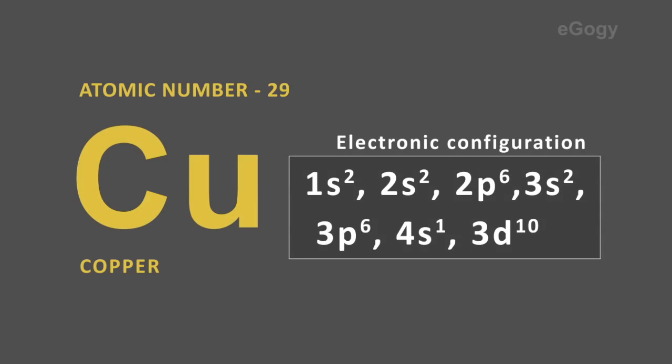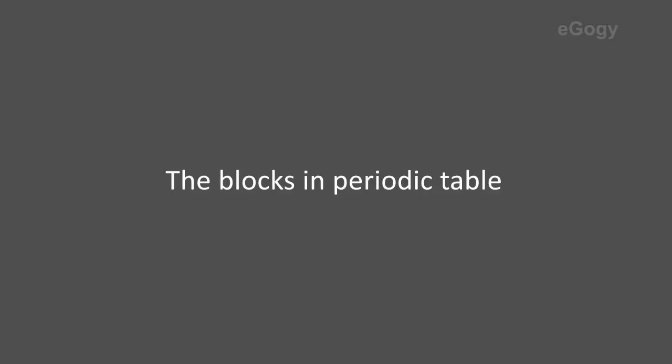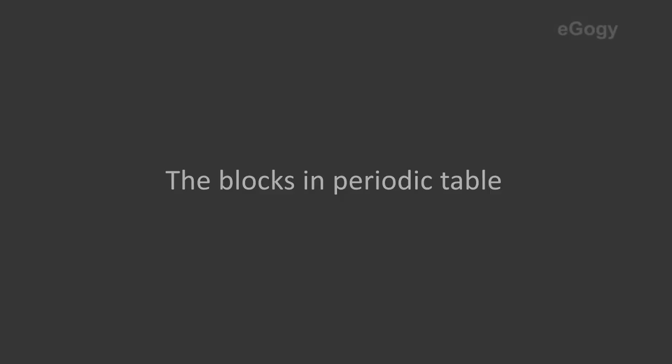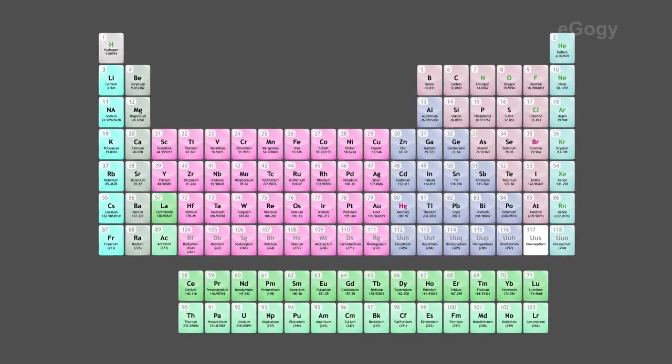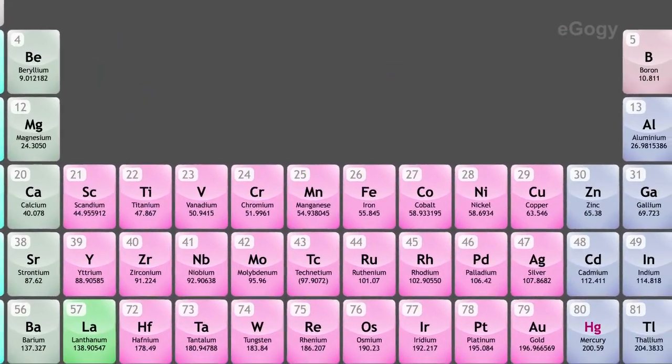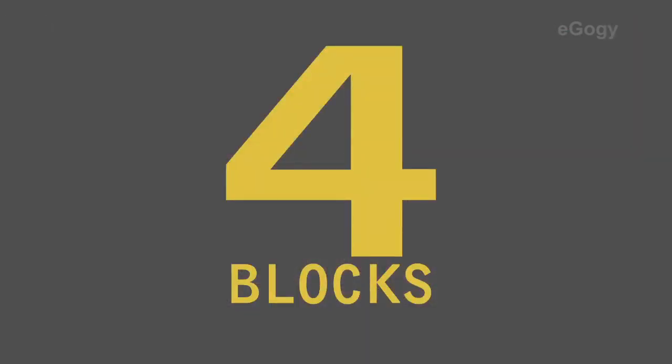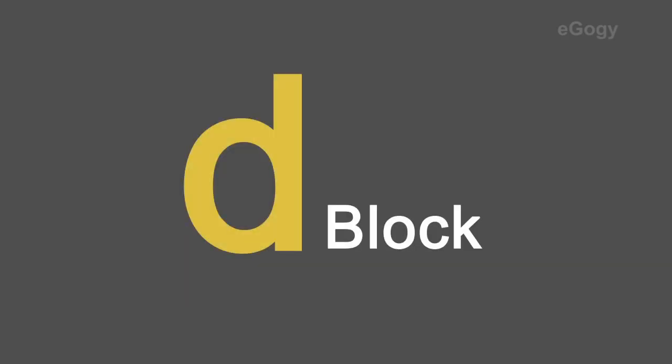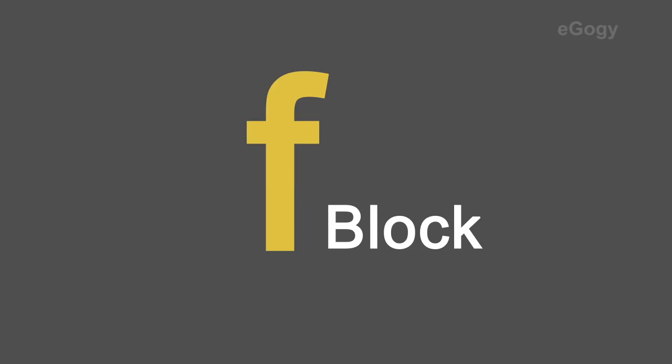Similarly, copper having atomic number 29 will have the electronic configuration 1s2, 2s2, 2p6, 3s2, 3p6, 4s1, 3d10. The blocks in periodic table. Based on the electronic configuration, the elements are classified into 4 blocks: s block elements, p block elements, d block elements, and f block elements.